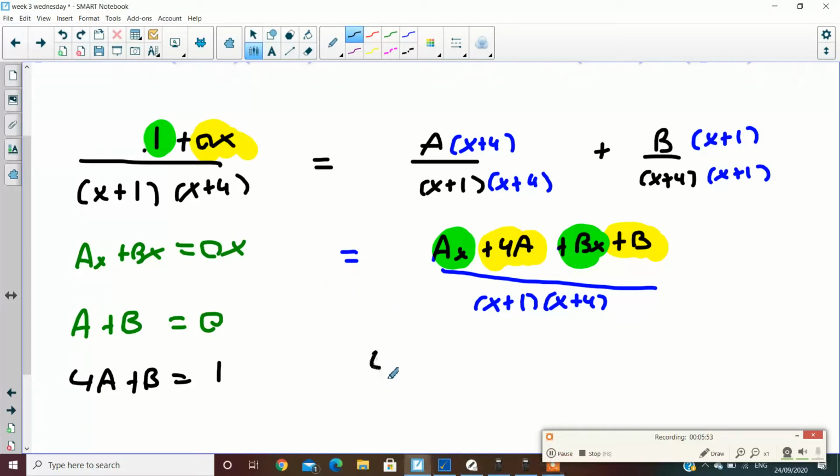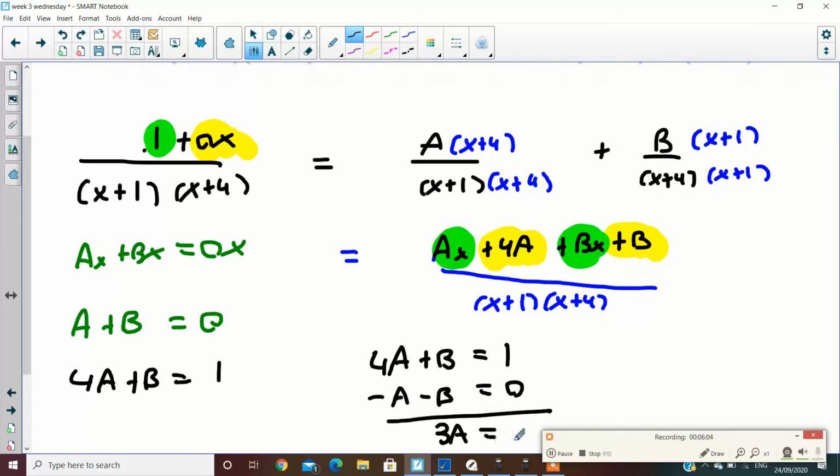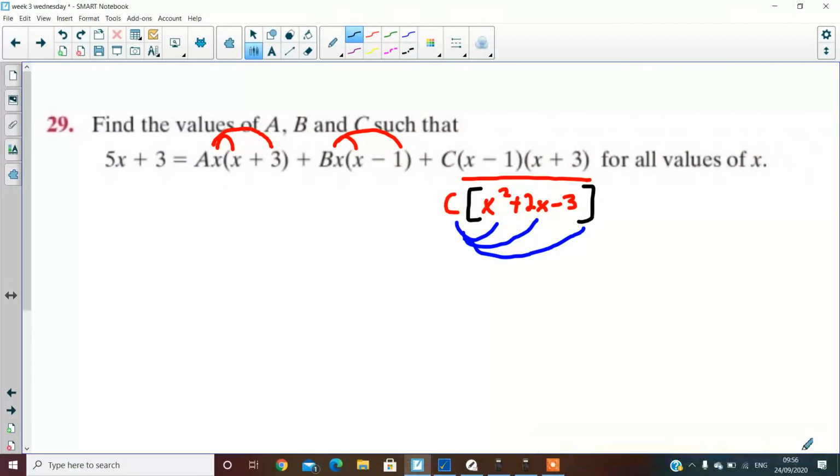Alright guys, so first one take away second one. And we get 3a equals 1, and a equals 1 over 3. And if a is 1 over 3, then b is minus 1 over 3. Who beat me to it? Right, 5x plus 3 equals ax squared plus 3ax plus bx squared, take away bx.